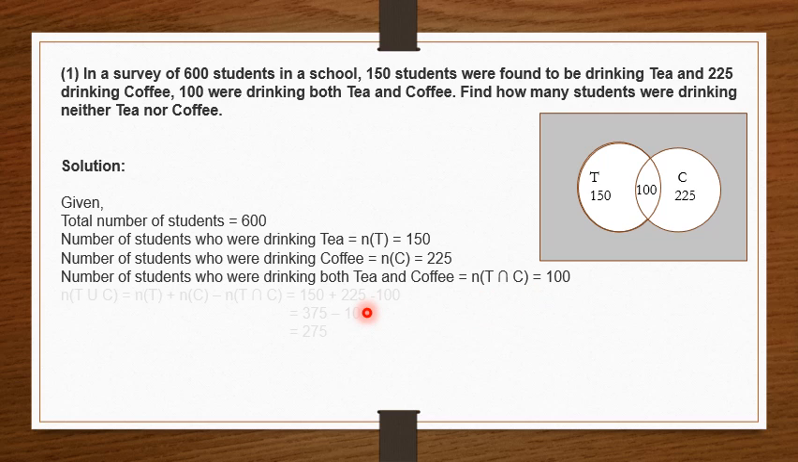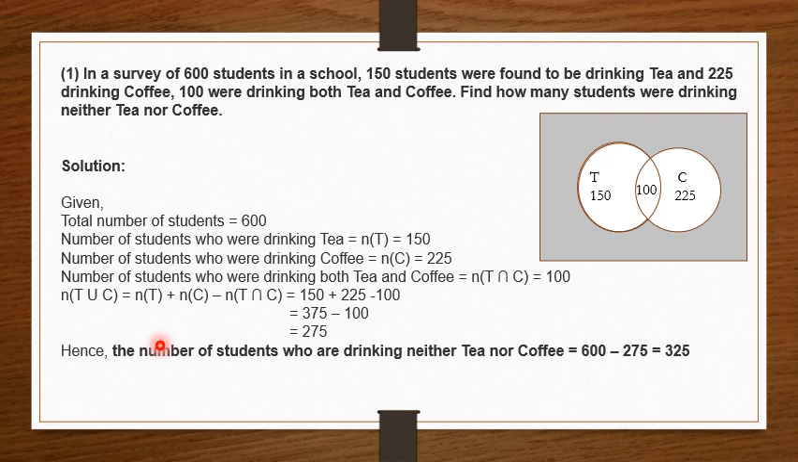So what is the formula we know? Here, n(T union C) equals n(T) plus n(C) minus n(T intersection C). So, when we substitute n(T) as 150, n(C) as 225, and n(T intersection C) as 100, we get n(T union C) equal to 275. Then, n(T union C), that is, the total number of students in this white portion, including these two circles, is 275.